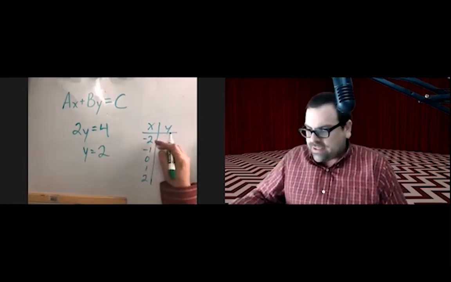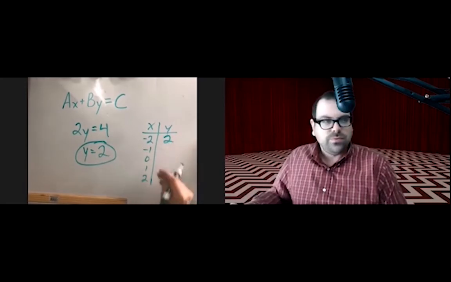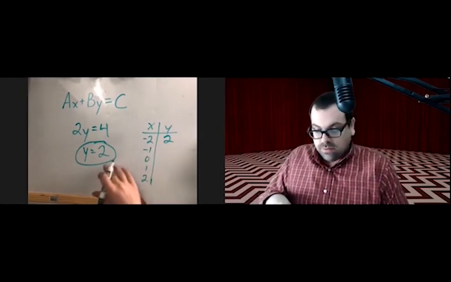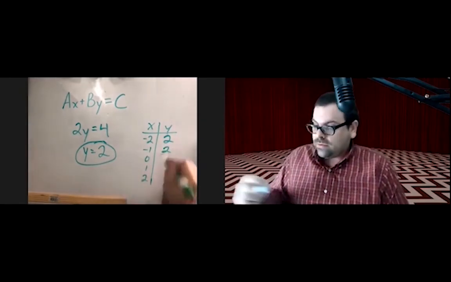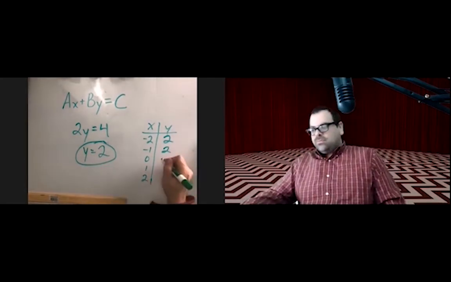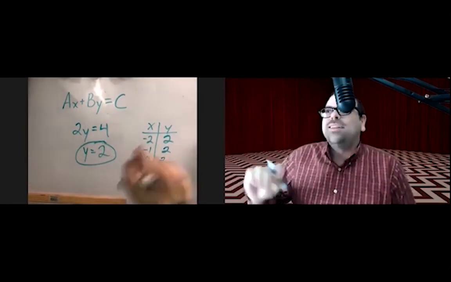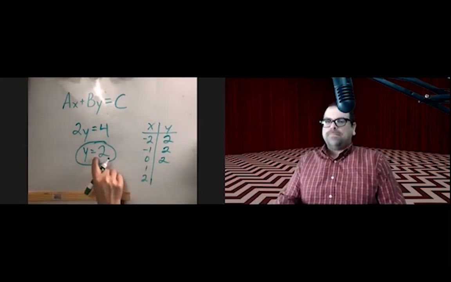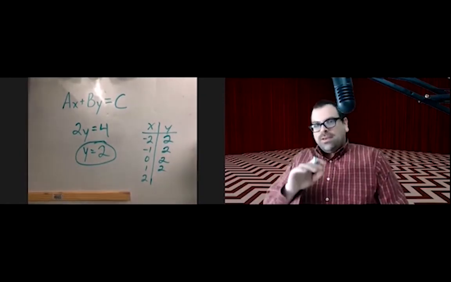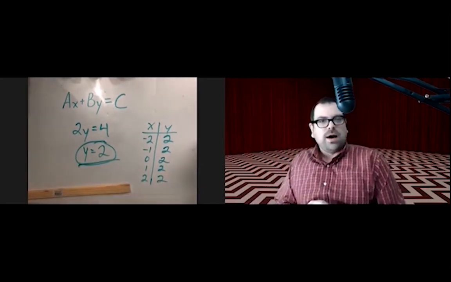So when x is negative 2, guess what? y equals 2. Well, what about when x is -1? Well, y equals 2. Okay, well, what about when x equals 0? y equals 2. Okay, but what about when x is 1? y equals 2. Well, what about when x is 2? y equals 2.